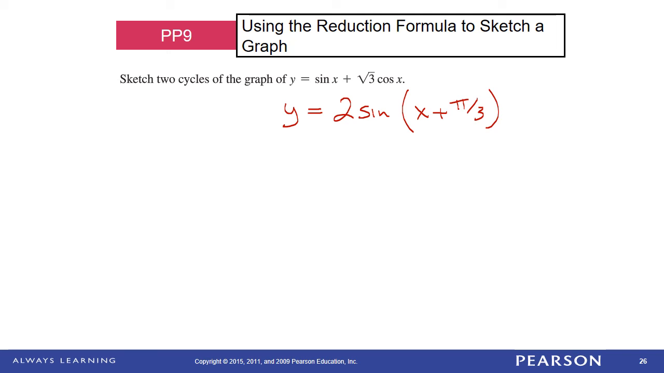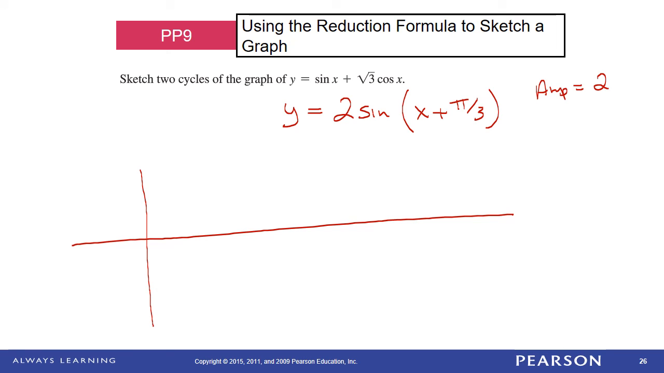At that point, I think you should know what your amplitude is. All right, so the amplitude is 2. What's your period? Period is the number that's in front of x that's multiplying everything together. In this case, that's really just a 1. So the period is 2 pi over 1, or just 2 pi. Now it does say sketch 2 cycles. So in this case, I'm going to go out to 4 pi, because that will give me 2 full cycles.